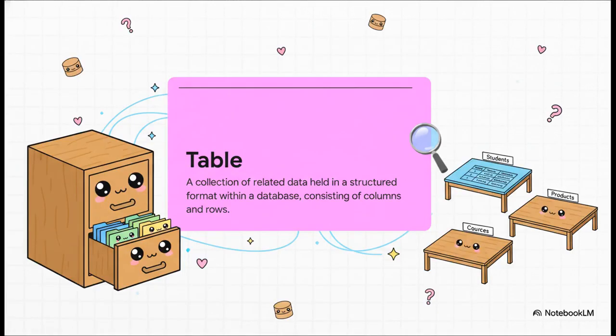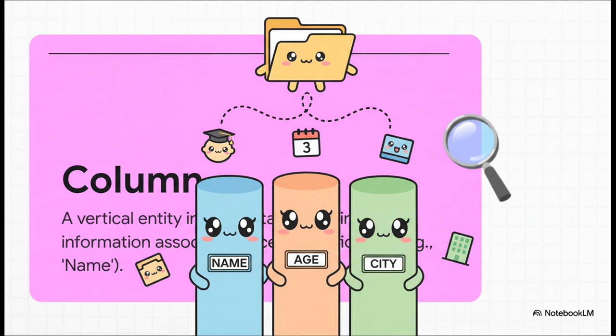So, inside that big cabinet, we have folders. In the database world, we just call these tables. You'd have one table just for students and a totally separate one for products. Each table holds one and only one specific kind of information. See? Pretty simple, right?